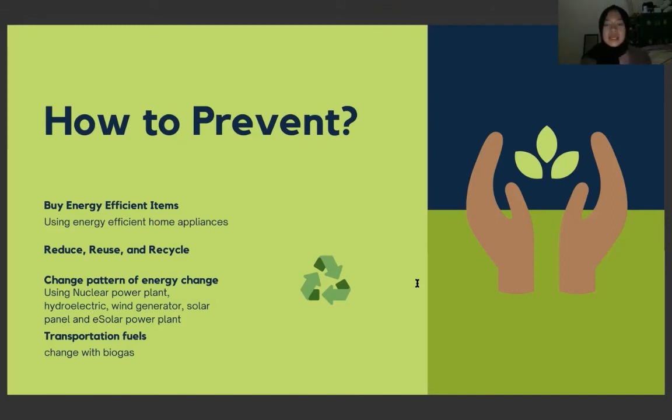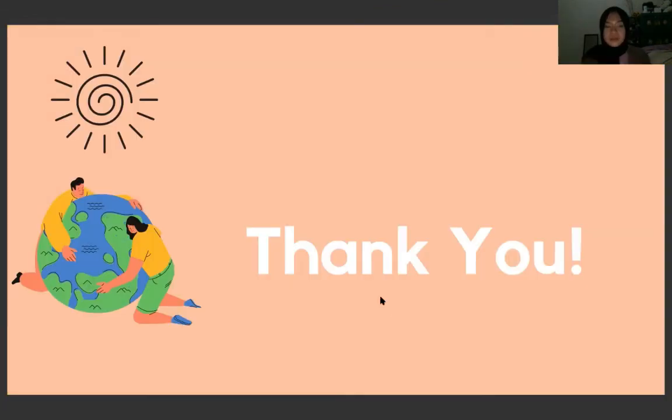And the next is transportation fuels. Another way of reducing dependence on oil is to increase the use of biofuels, which are made from plants and other organic materials. The main biofuel currently used is ethanol, which is a type of alcohol. And that's all for me.